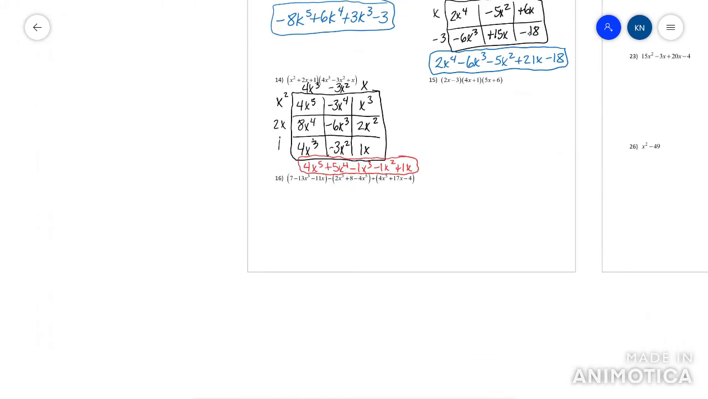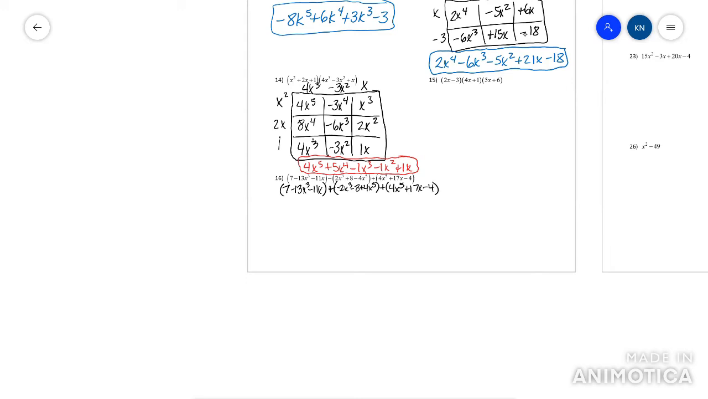I'm going to rewrite this problem. So this first part's not going to change. It's just going to be 7 minus 13x cubed minus 11x. But now it's going to be a plus right here. And all these signs are going to change. So like minus 2x cubed, minus 8, plus 4x^5. And then this last part's not going to change either. So it's going to stay 4x^5 plus 17x minus 4.